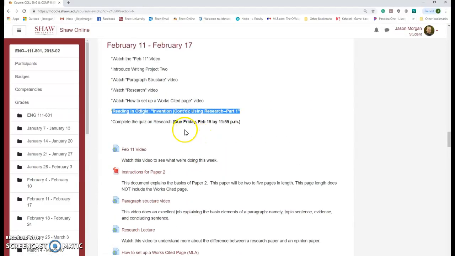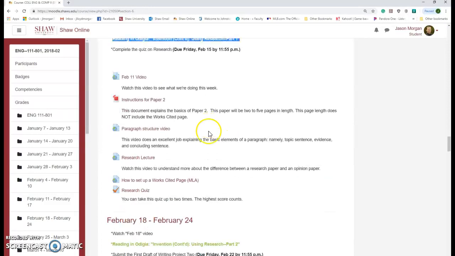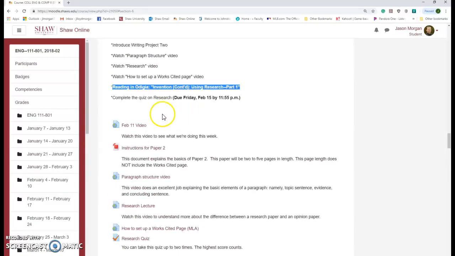The one deliverable for this week is by Friday, February 15th. You pick a topic, you do the stuff, and then you take the quiz. Again, this is Friday. No late work is accepted, so make sure you get that done on time. So that's what we're doing for February 11th.